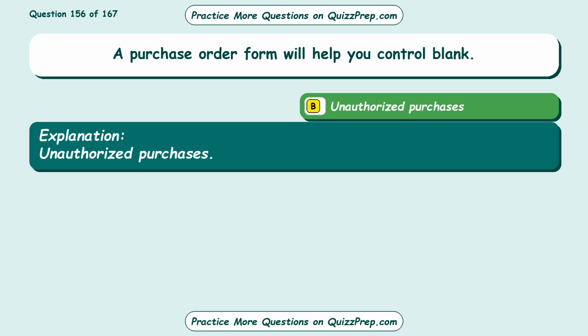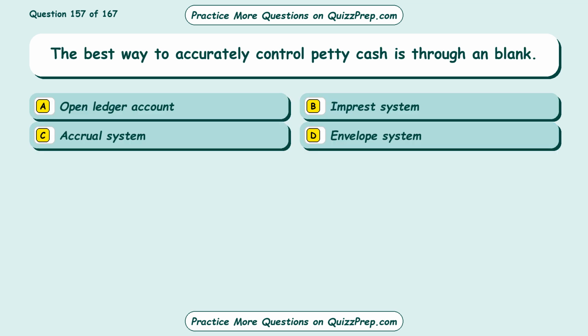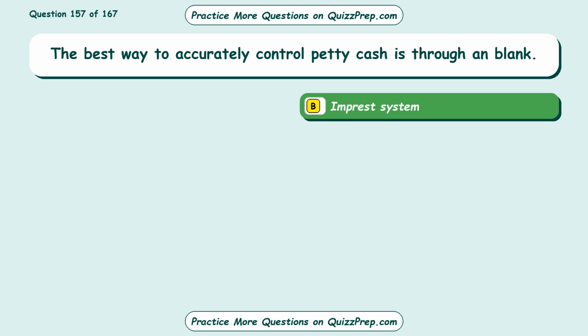Unauthorized purchases. Question 157. The best way to accurately control petty cash is through in blank. Option A, open ledger account. Option B, imprest system. Option C, accrual system. Option D, envelope system. The correct answer is option B, imprest system.